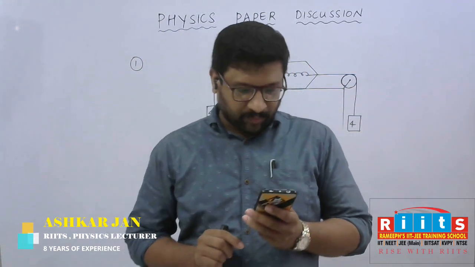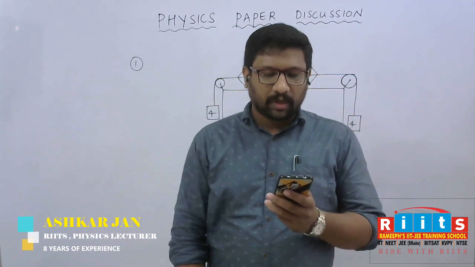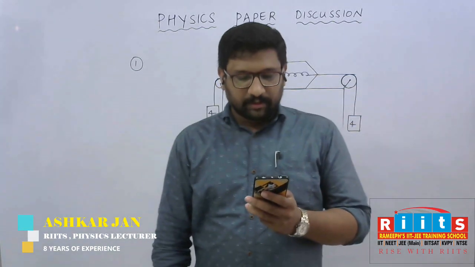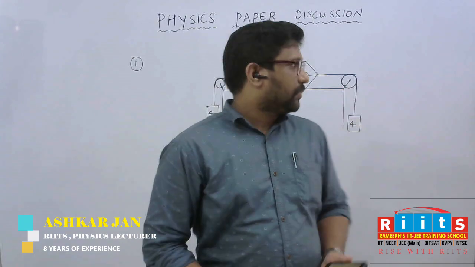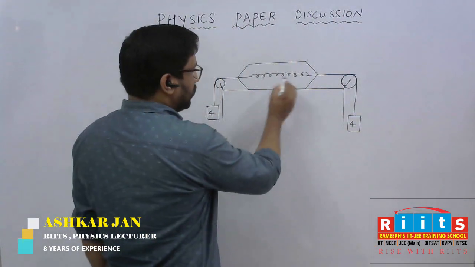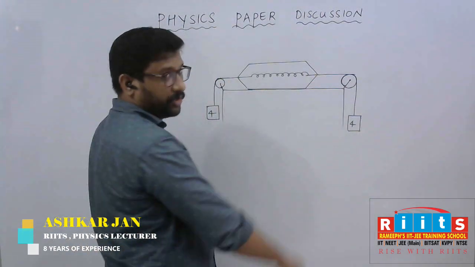Question number 1. As shown in the figure, two equal masses each of 4 kg are suspended from a spring balance. The reading of the spring balance will be. This is the diagram they have provided. We have to find out the reading in the spring balance. The system is in equilibrium.